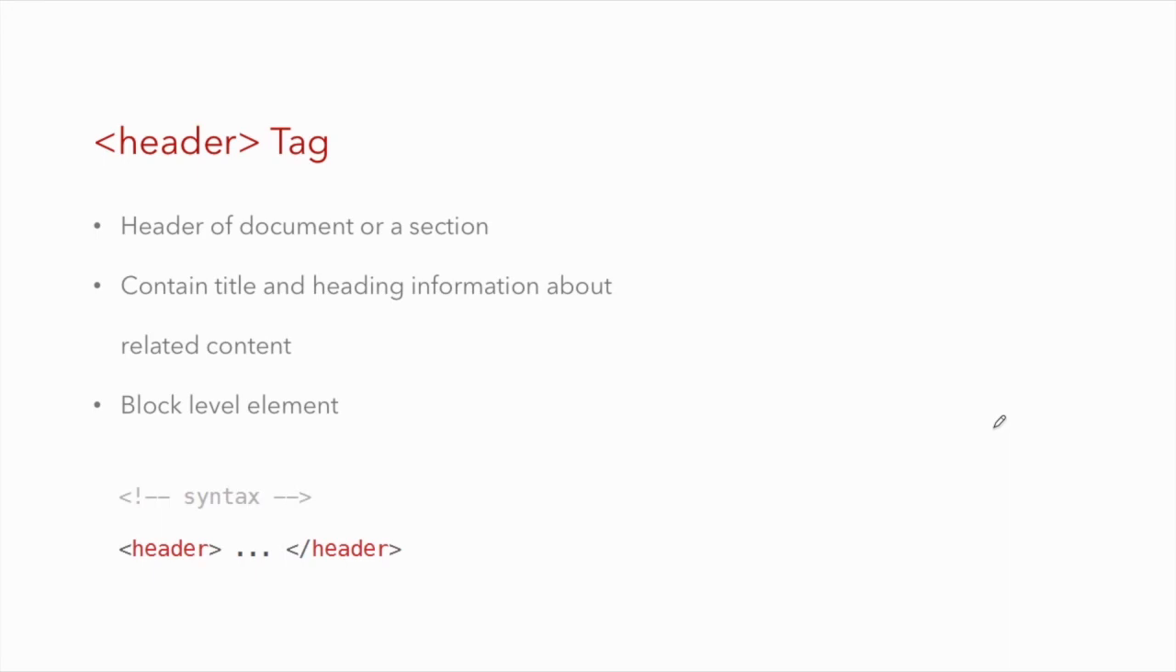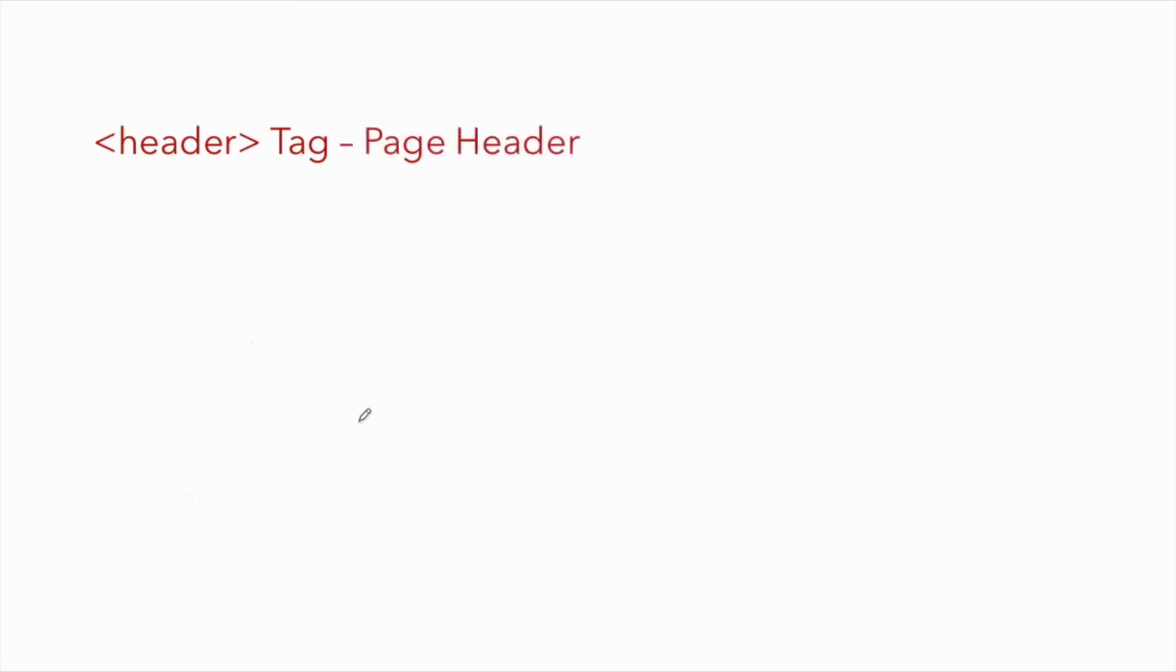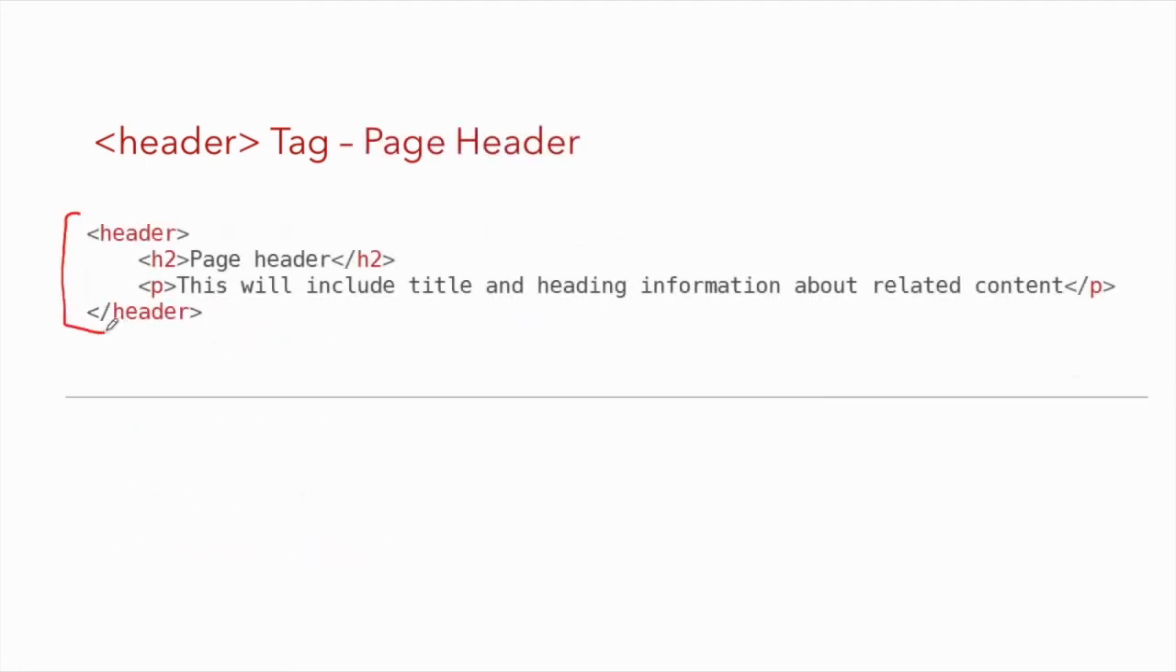Then we have a header tag. This can be used to display the header of a document or an important section on your page. It can usually contain title and heading information about the page. Again, it's a block level element. So this is how you can use the header tag.